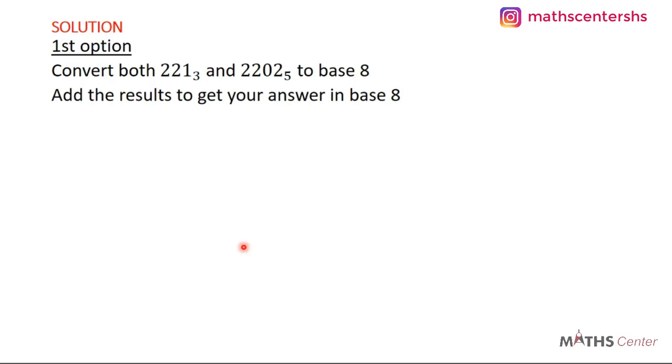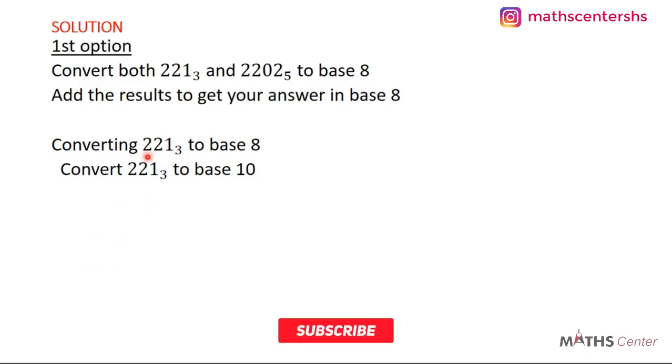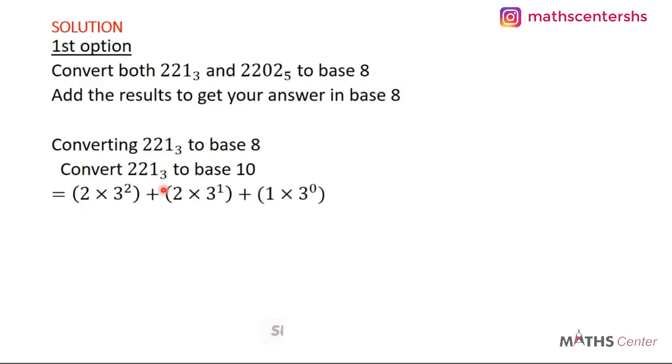The first option, we have to convert 221 base 3 and 2202 base 5 to base 8. So we begin by converting 221 base 3 to base 8. In one of the videos on number bases, we've learned how to convert a number from a non-decimal base to another non-decimal base. We know that in doing that, the first thing you need to do is to convert this, which is 221 base 3, to base 10. That's the first thing you need to do. So we are going to convert 221 base 3 to base 10.